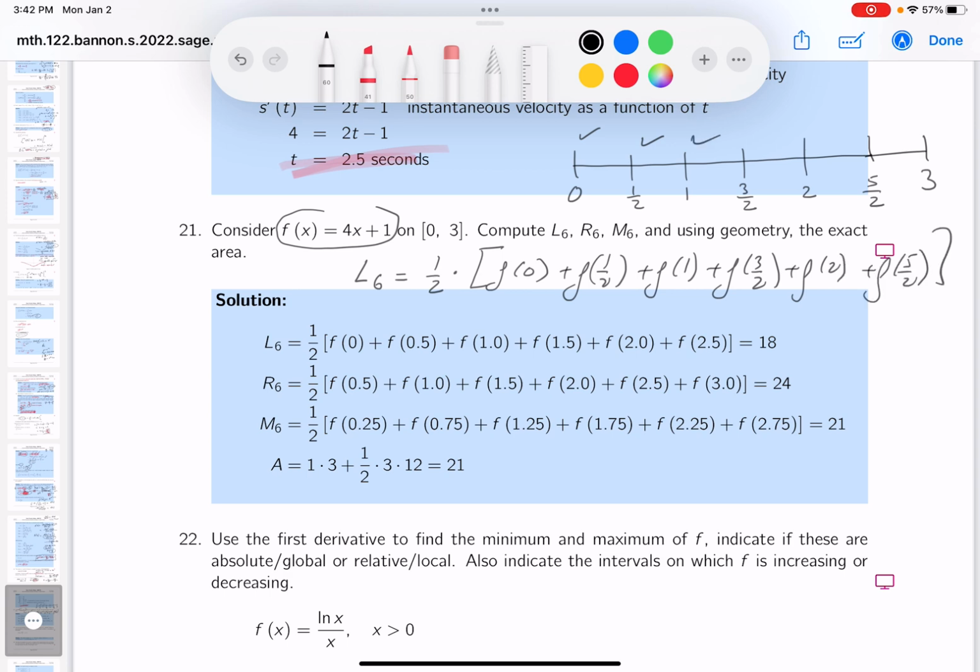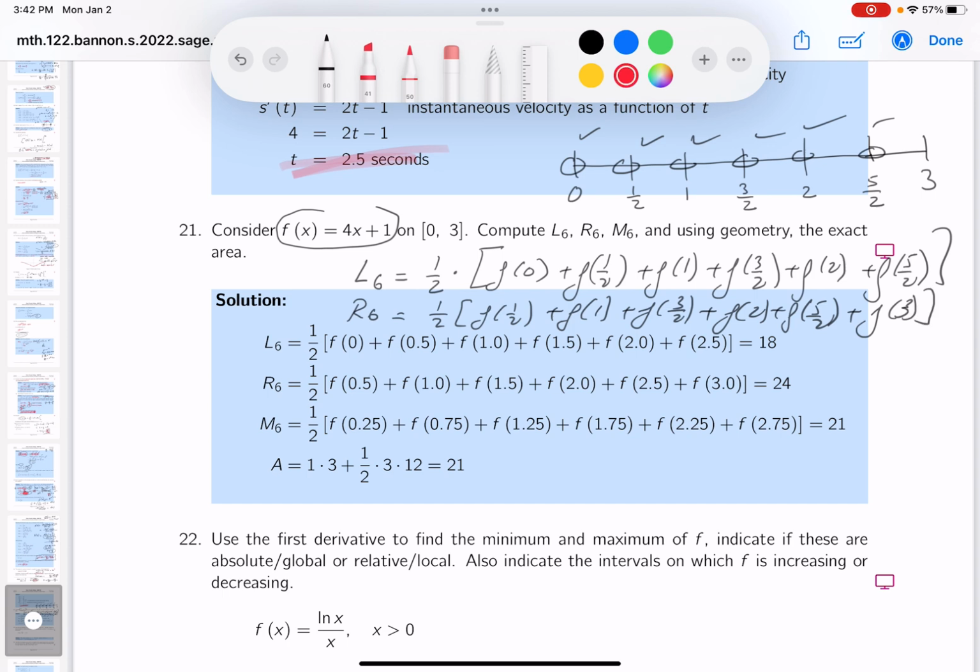All right, that's the left endpoint. We pick 6 of them. Left, left, left, left, left, left. 6 of them. Now, if you want to do R6, very similar, but you're taking the right endpoints. So you're not starting at 0, you're starting at a half. So F of a half plus F of 1 plus F of 3 halves plus F of 2 plus F of 5 halves plus F of 3.